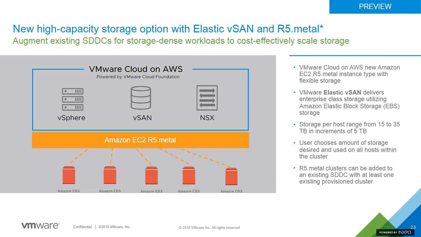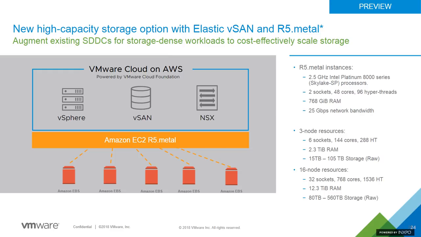Instead, R5 metal connects to Amazon's EBS, or Elastic Block Storage, to allow you to choose the amount of storage that you want in increments of 5 terabytes. The smallest portion per host that we're allowing right now is 15 terabytes, all the way up to 35 terabytes per host. There are a few really cool things that occur with us leveraging EBS-backed vSAN, which I believe we'll have in this next slide.